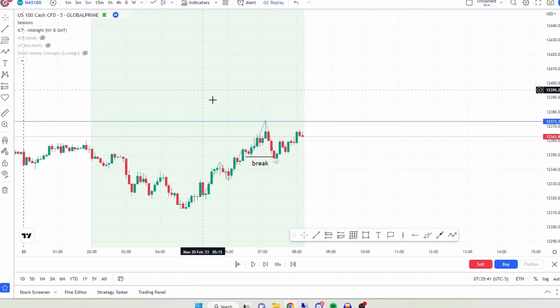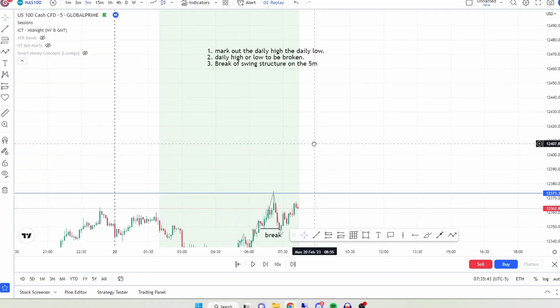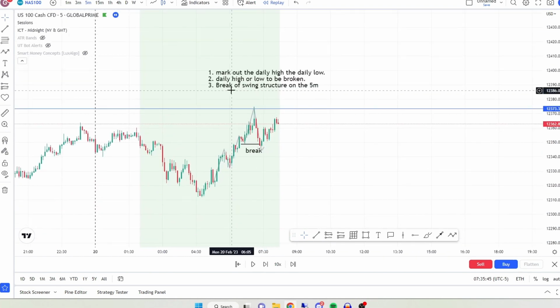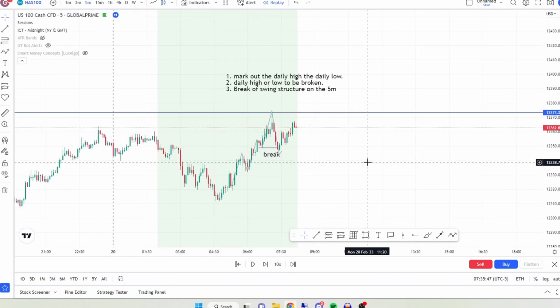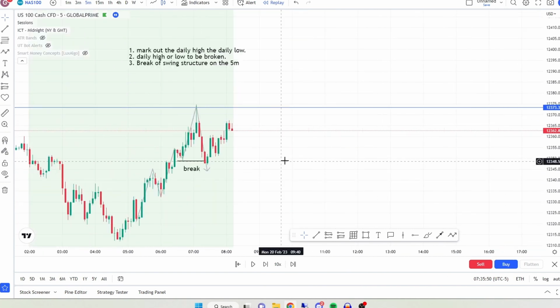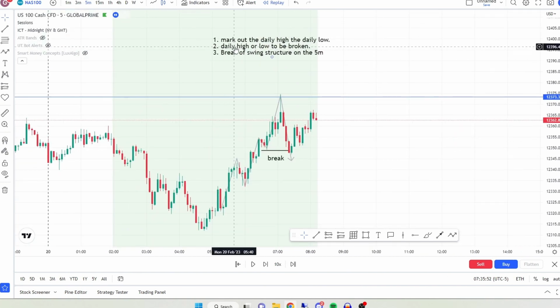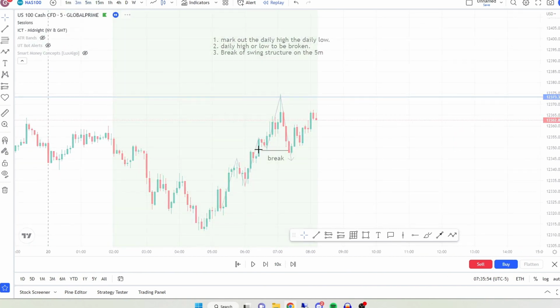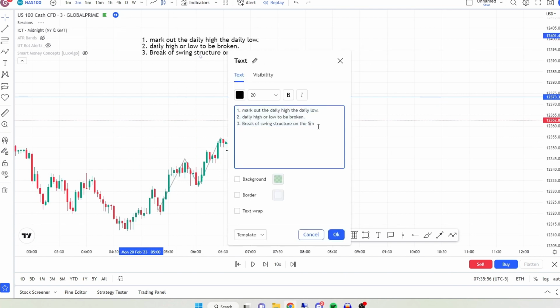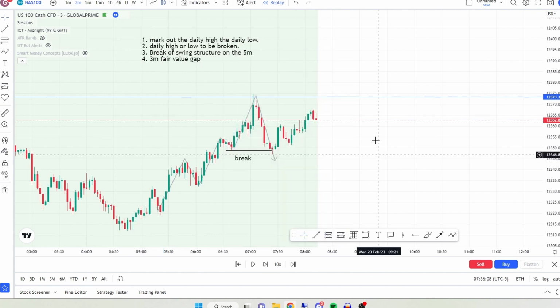Once we have these three, now we've got the break of swing structure on the 5 minutes. We then drop down to the 3 minute time frame to look for entries. Entries are on 3 minute fair value, 3 minute fair value gap.